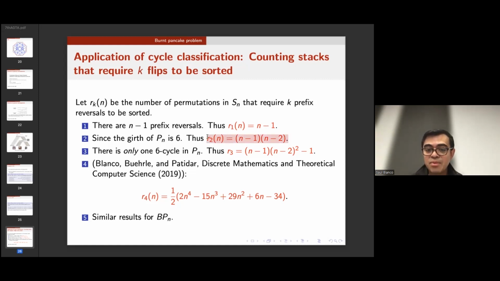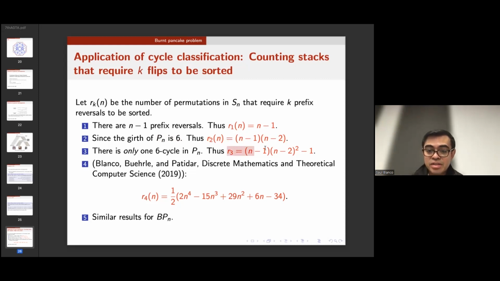Well, are we double counting? The only way we would be double counting would be if we had cycles of length 4 or 3, right? Because you might be thinking of multiple ways, 2 different ways of applying 2 reversals that will get you to the same position. But because the girth is 6, we don't have any 4 cycles. So this actually is the real count. There's this many stacks of pancakes that require exactly 2 reversals to be sorted.